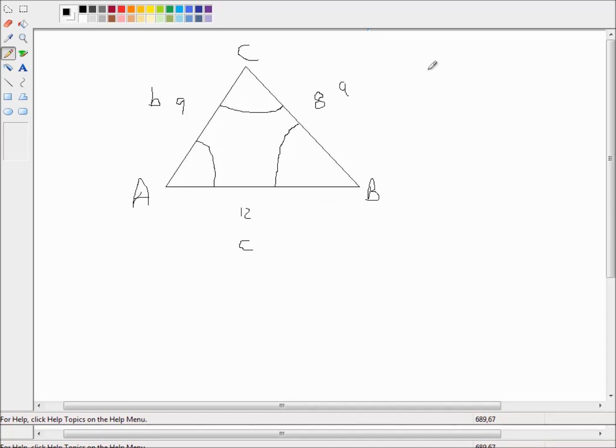And we remind ourselves that the cosine rule says that A squared is equal to B squared plus C squared minus 2BC cos A.